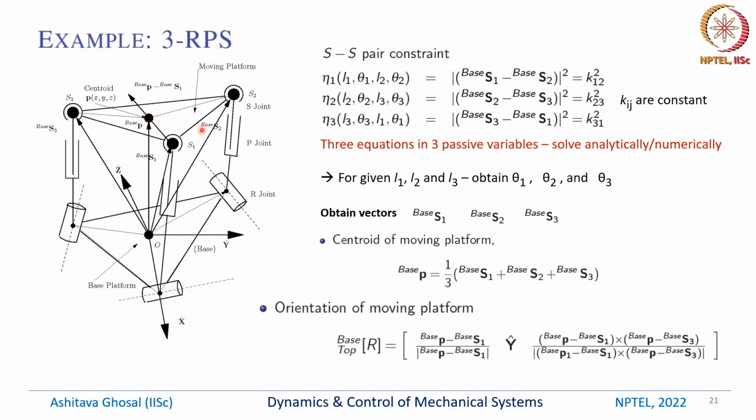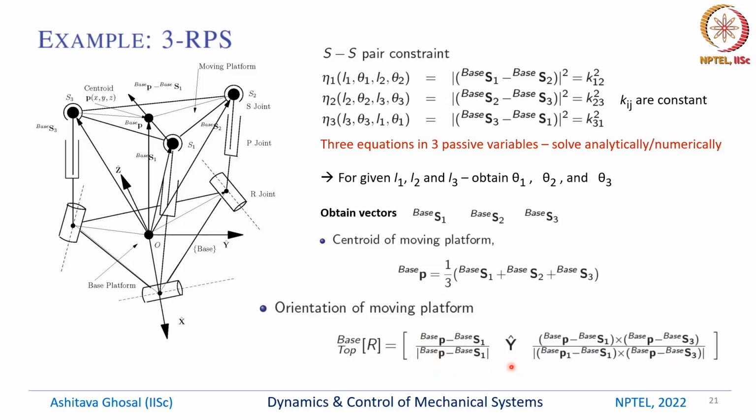So the cross product of those 2 vectors will be along the Z direction, which is what is shown here. So the x-axis is along this vector as shown here. The cross product of this with this vector is the z-axis, and that is shown here, and the y-axis is the cross product of z cross x.